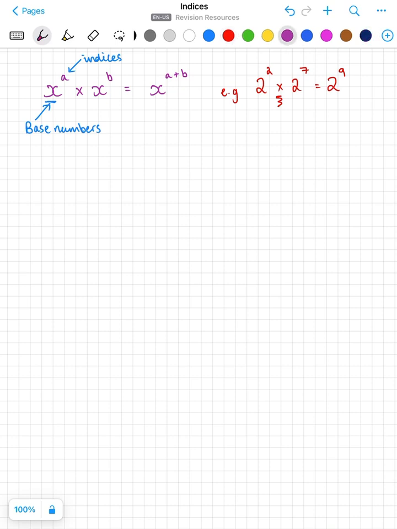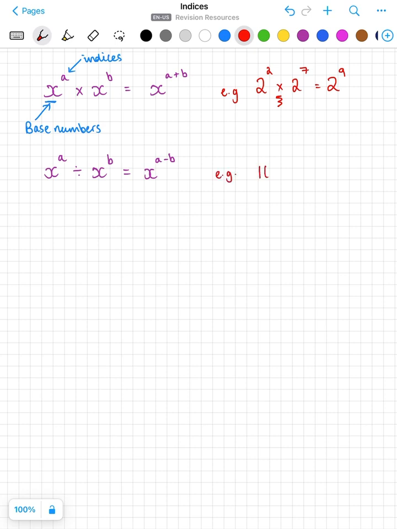This can also be done with division, so x to the power of a divided by x to the power of b, and we're left with x to the power of a minus b, again where our base values are the same. So if we have 10 to the power of 6 divided by 10 to the power of 3, that's 10, which is our base value, and 6 minus 3, which is 3.